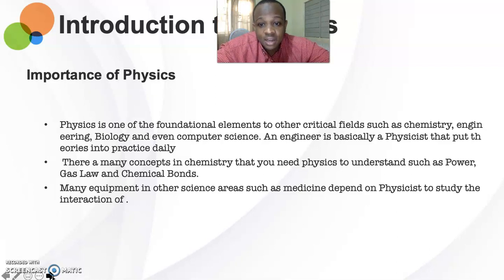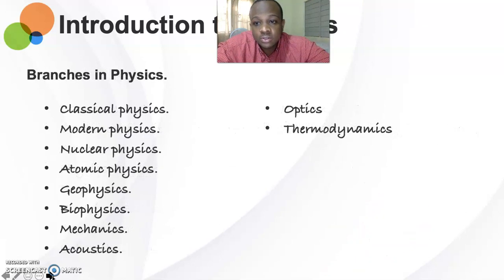There are many concepts in chemistry that you need physics to understand. You need physics to understand concepts such as the power, such as the gas law, such as chemical bonds, and many equipment in other science areas, such as medicine, depend on physics to study the interaction of them. Right, as I mentioned, they look to study the interaction of atoms on the human body and how they are affected.